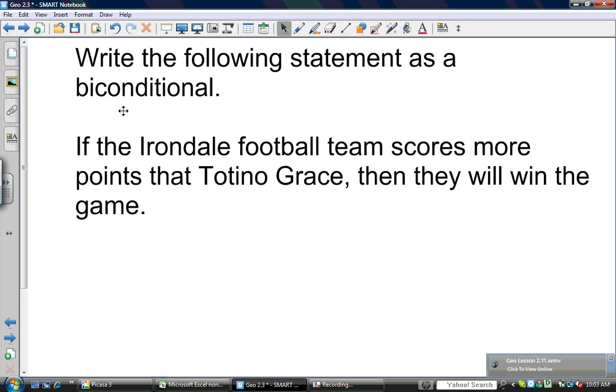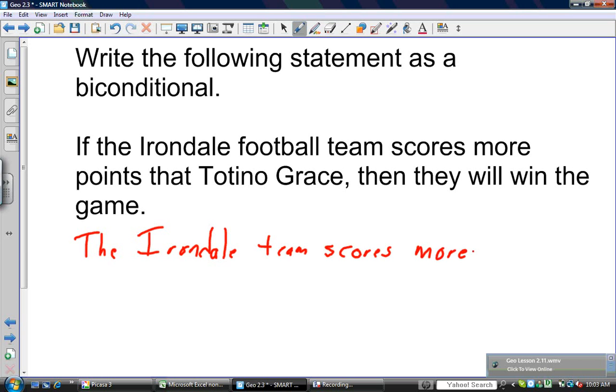So it says, write the following statement as a biconditional. If the Irondale football team scores more points than Casino Grace, then they will win the game. So we can say, the Irondale football team scores more points than Casino Grace.